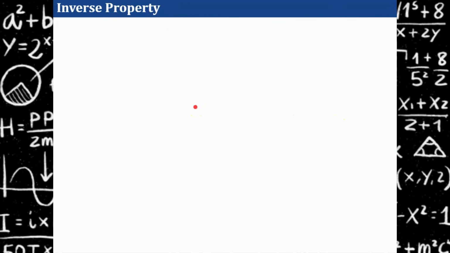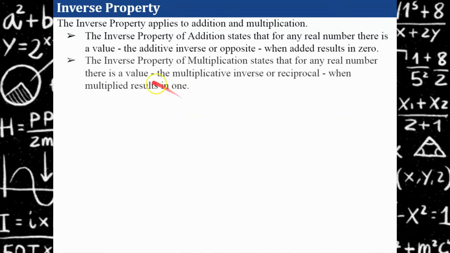Now let's talk about the inverse property. The inverse property applies only to addition and multiplication. The inverse property of addition states that for any real number, there is a value, which is called the additive inverse or the opposite, that when added results in 0. So when you add an additive inverse, or opposite, to a number, it will always equal 0. Think of it kind of as undoing something.